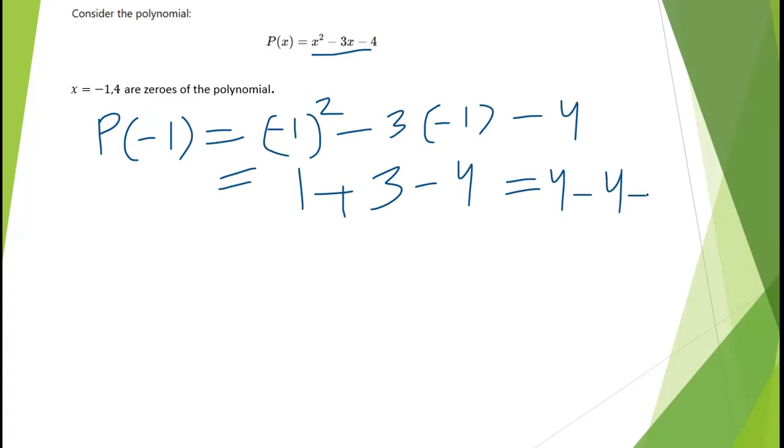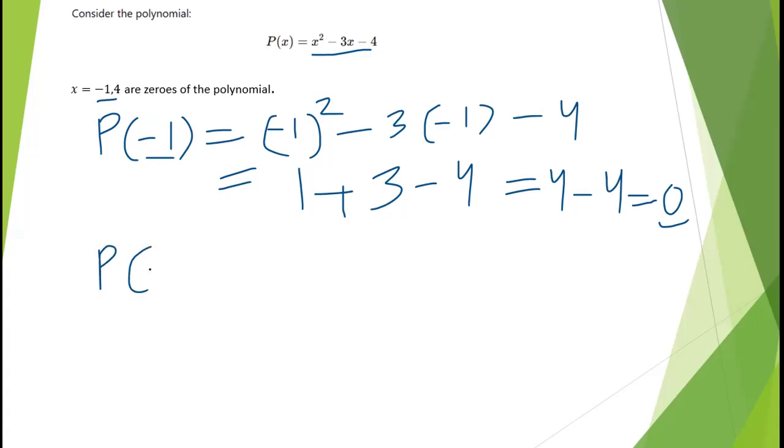which will give us 4 minus 4, which is equal to 0. So here we can see when we have put x equal to minus 1 here, we have got the value of the polynomial as equal to 0. So we can say x equal to minus 1 is a 0 of this polynomial. Let's check with x equal to 4 now.